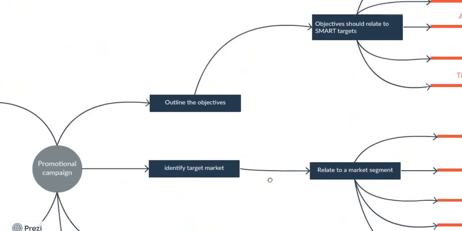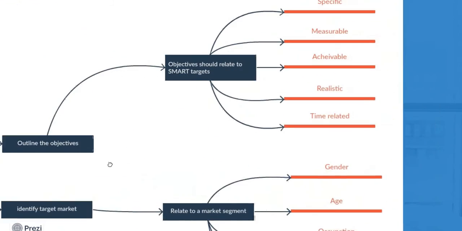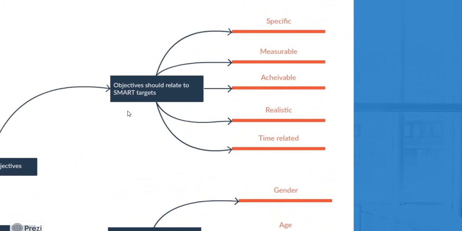Customer. When you outline the objectives, objectives should relate to SMART targets. SMART targets are well known all around the world: the objectives have to be specific, measurable, achievable, realistic, and time related. There's a typo here. When you hear the words SMART targets, it means this. Your objectives must be specific, measurable, achievable, realistic, and time related.